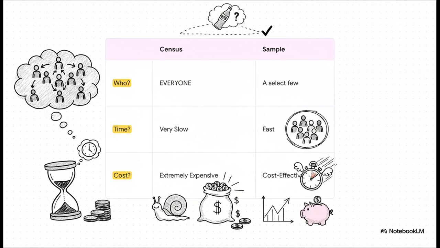But the trade-offs, they're huge. The time and the money involved are just astronomical. I mean, can you imagine trying to survey an entire country just to see if people like a new soda flavor? It would be so slow, wildly expensive, and honestly, by the time you got your answer, it would probably be totally irrelevant. So yeah, there has to be a smarter way.